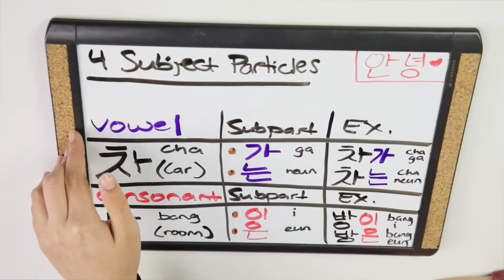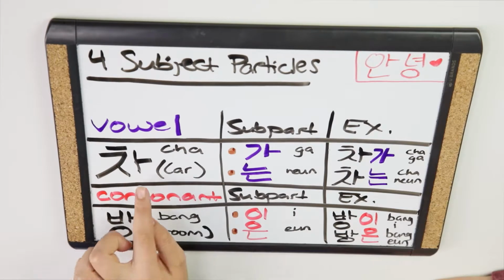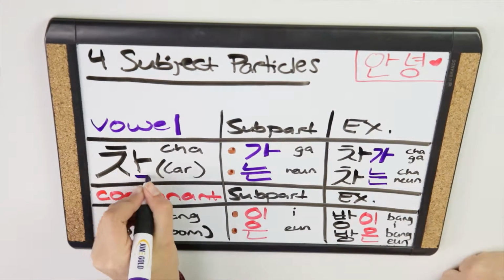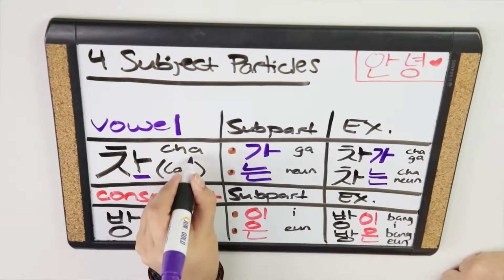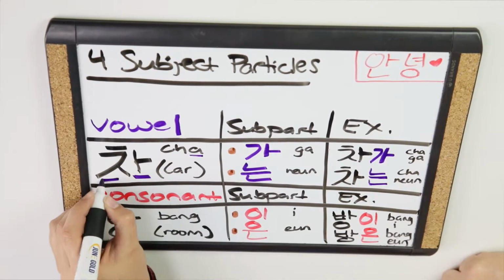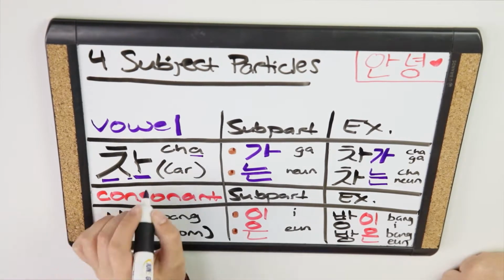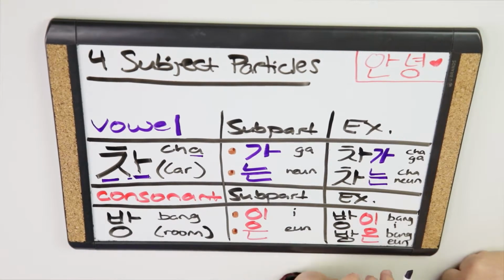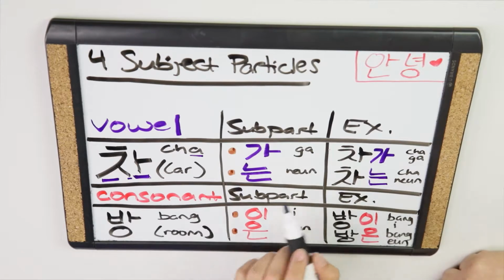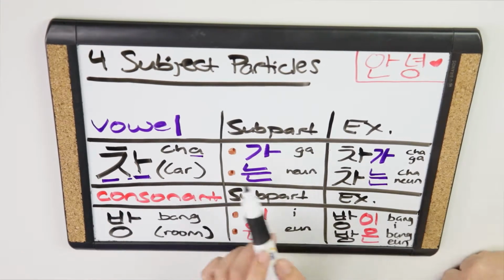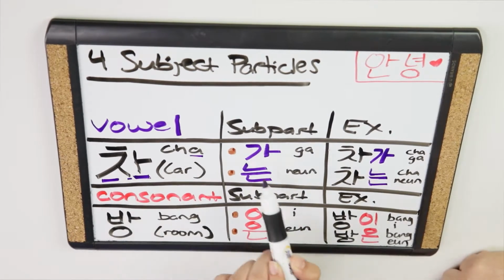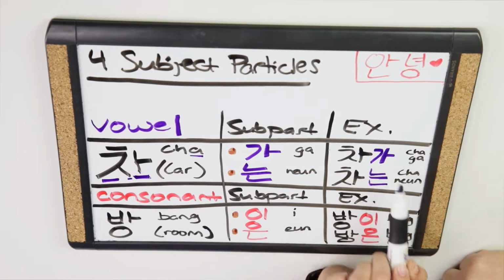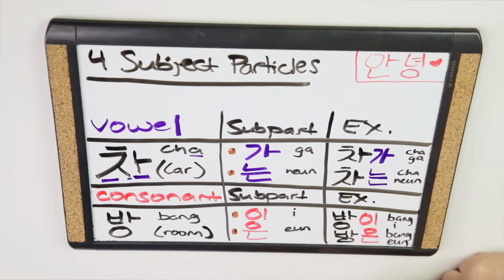Now we have the ones that end with vowels. That would be this section right here. This is a vowel, is the a sound. This is cha, cha. You have car, so since it ends in a vowel, you would use either ka or nun. And putting it together, you have cha, and then put the ending to turn into chaga or cha는.